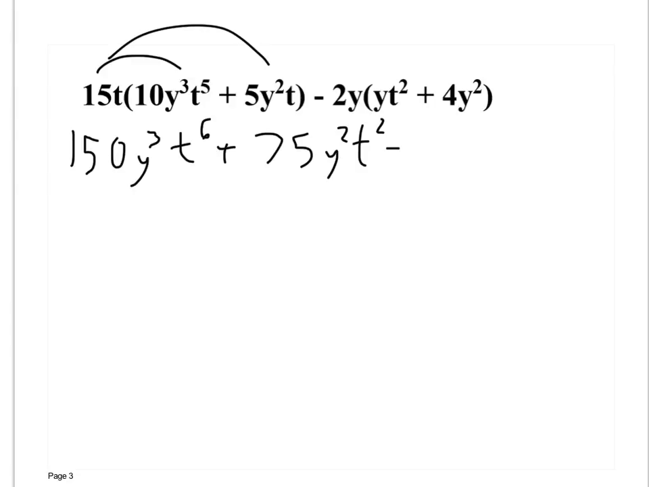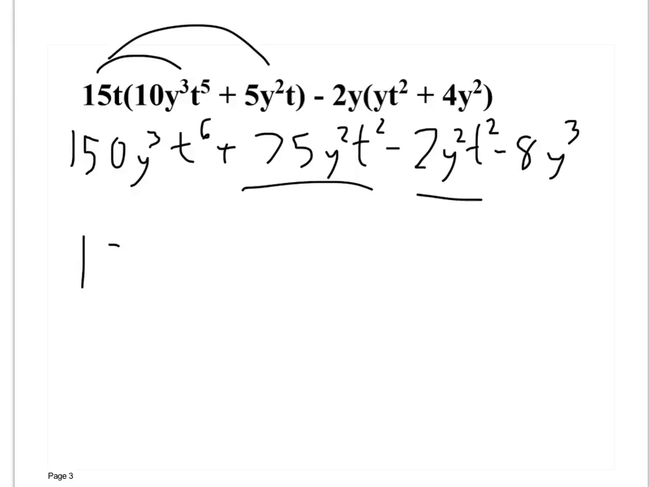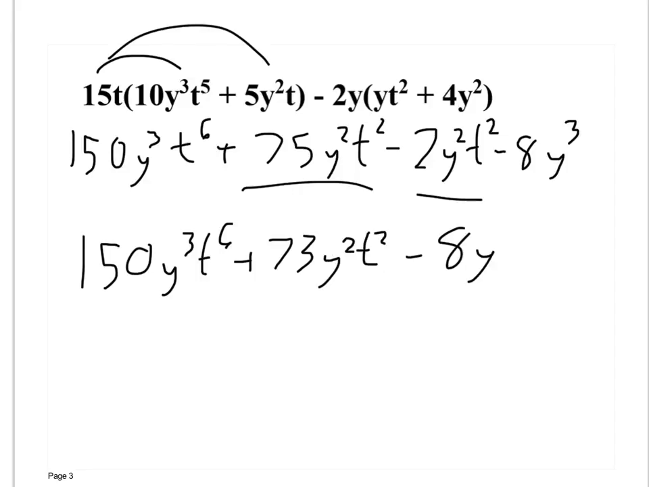Minus, I take 2y times yt squared. So that gives me negative 2y squared t squared. And then negative 2y times 4y squared. So that gives me negative 8y cubed. I look for like terms. I've got y squared t squared, so I subtract 2 from 75. I'm left with this: 150y cubed t to the 6th plus 73y squared t squared minus 8y cubed.